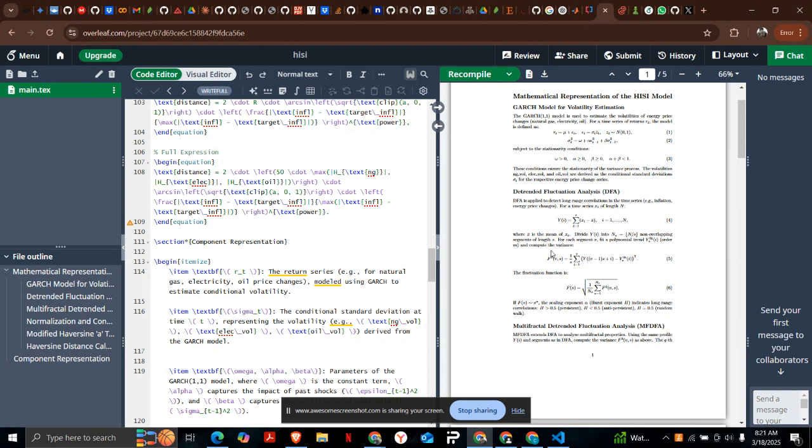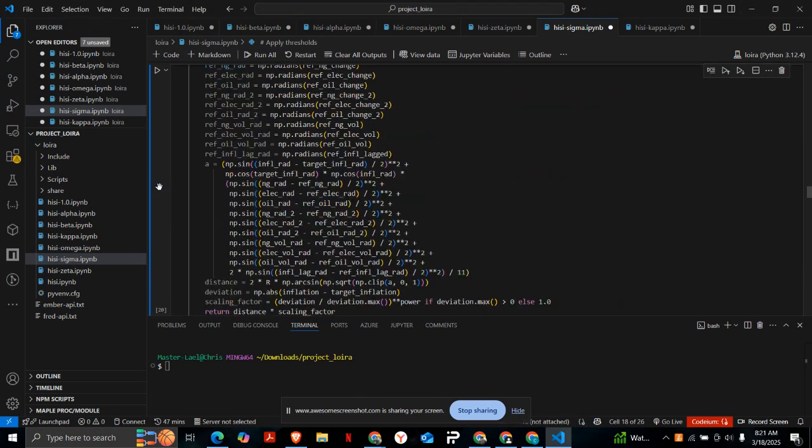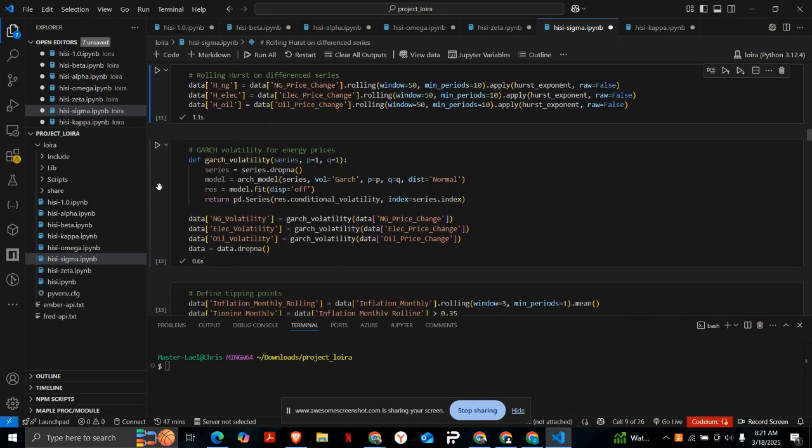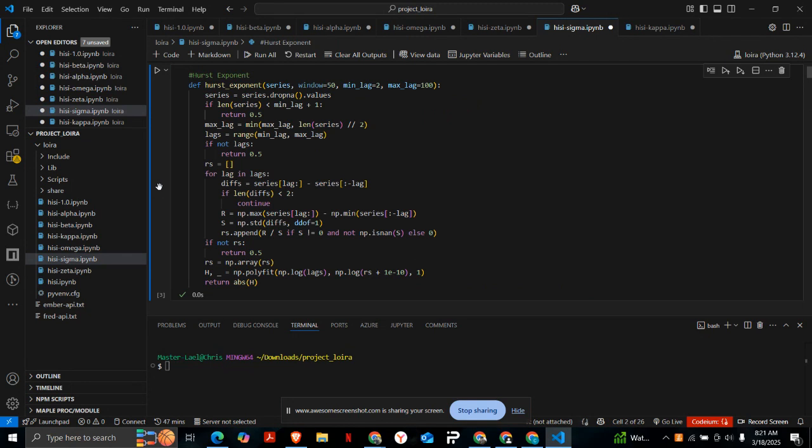What they basically do is capture the fractal properties of our time series. Perhaps what I've forgotten to put on here is the calculation of the Hurst exponent, but it is in my code. Let me just show you. Yeah, so this one. The calculation of the Hurst exponent.